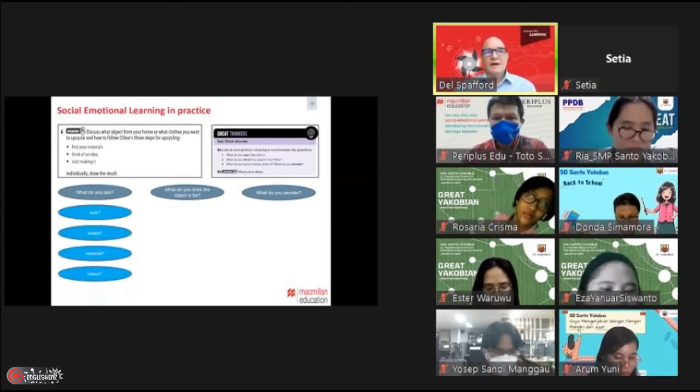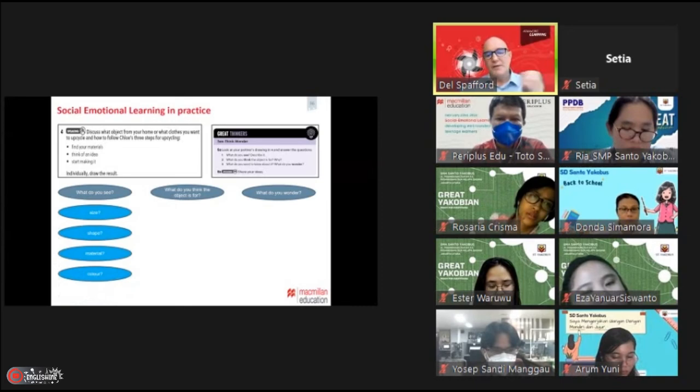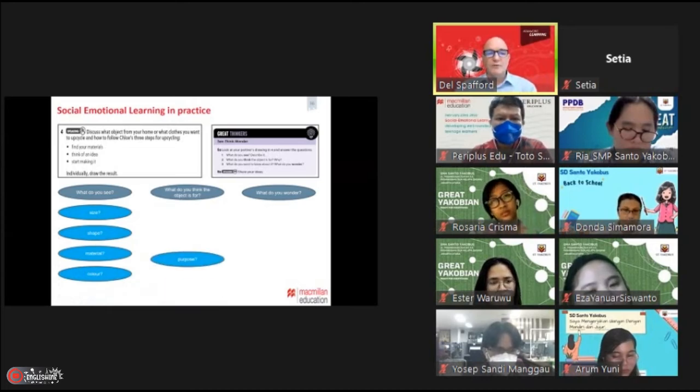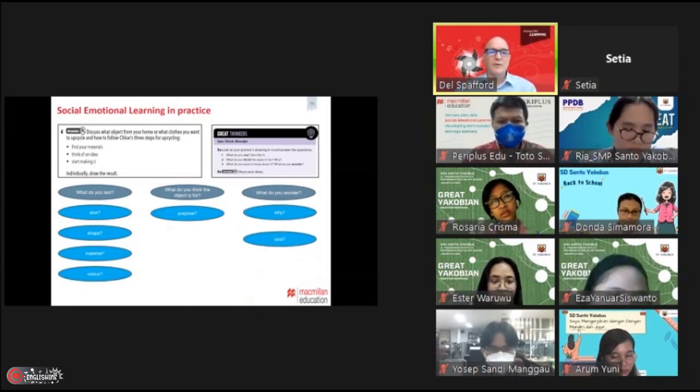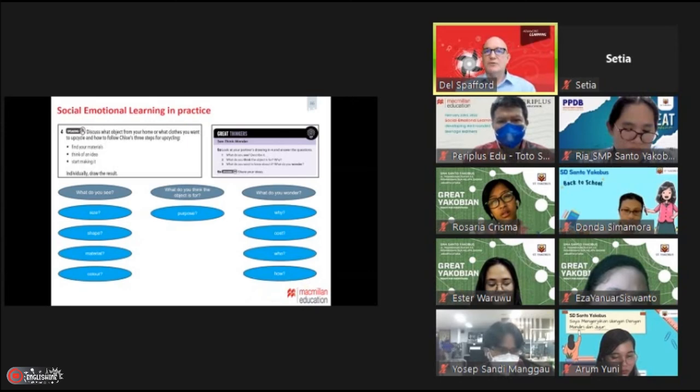So within these categories, you might want to support your learners' thinking. So what do you see? Okay, and within that, there are questions. What size is it? What shape is it? What material is it? What color is it? If you think about what do you think the object is for? What's its purpose? And then what do you wonder? There might be many things you wonder. Why did you choose that? What does it cost? Who is it for?